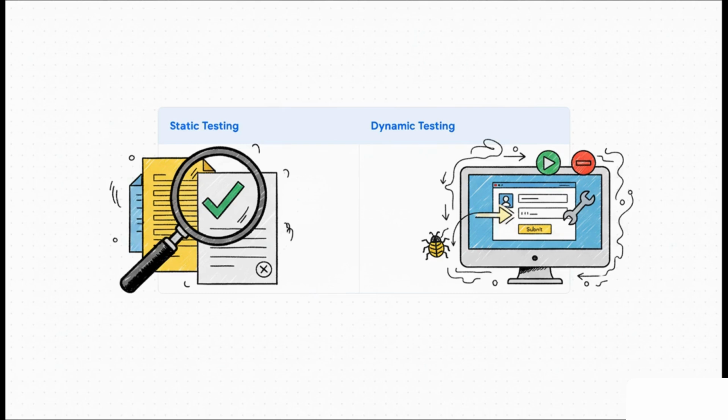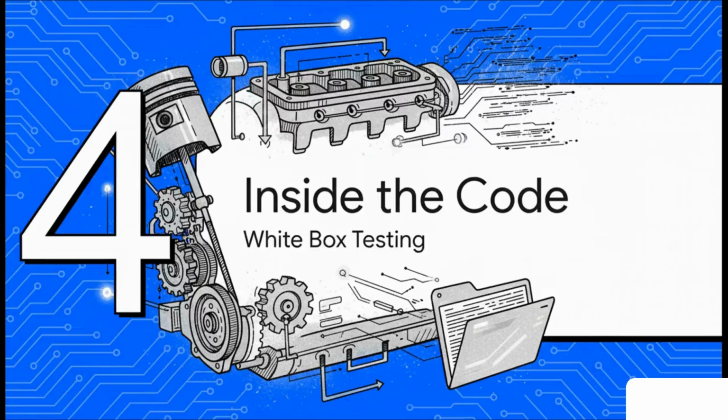Now, dynamic testing on the right, that's the test drive. You're actually running the software. This is the only way you can find those tricky bugs that only show up when the program's running, what we call runtime errors, and really confirm that it works in the real world. All right. Time to pop the hood and take a look at the engine. This is where we get into the world of white box testing, where we care a lot about how this software works on the inside.